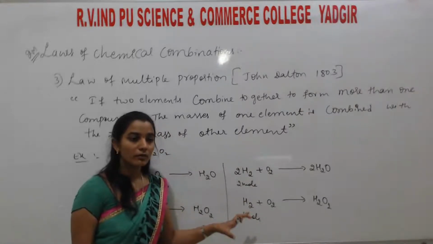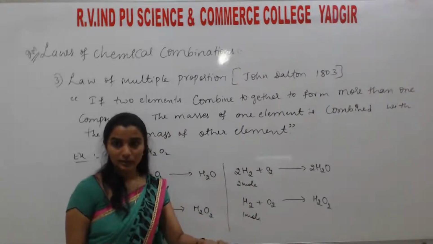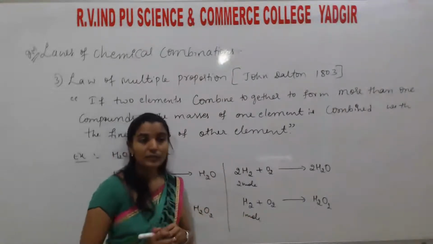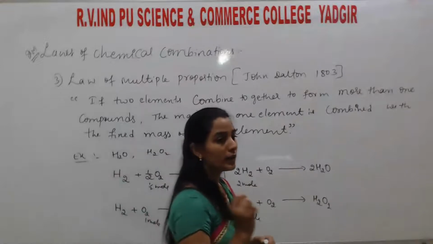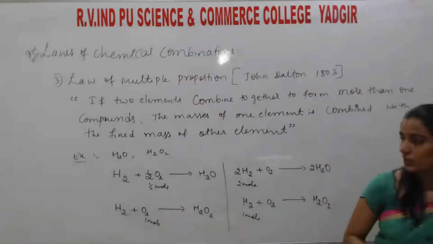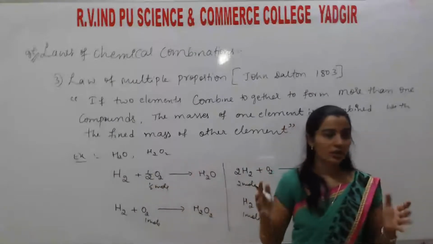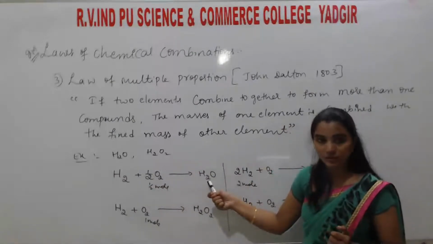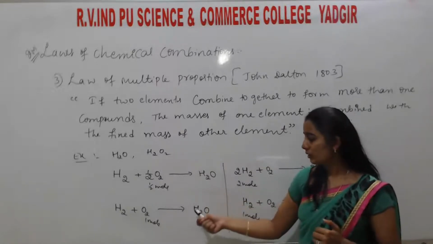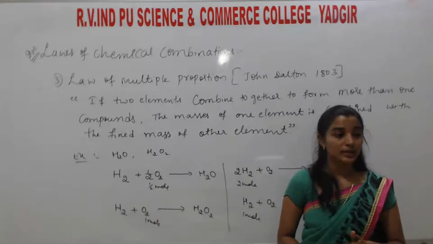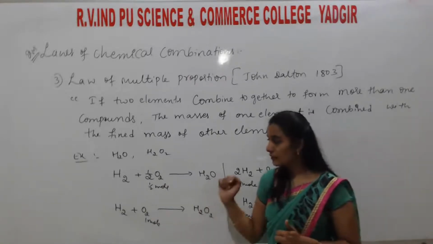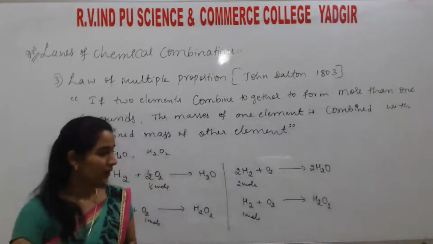No matter which is kept constant, which is fixed in proportion, which is variable. But if one element's mass is fixed and another element's mass is variable, then it is called the law of multiple proportion. Here both hydrogen and oxygen, the nature is the same. But H2O is different, H2O2 is different. It is water, and it is peroxide.